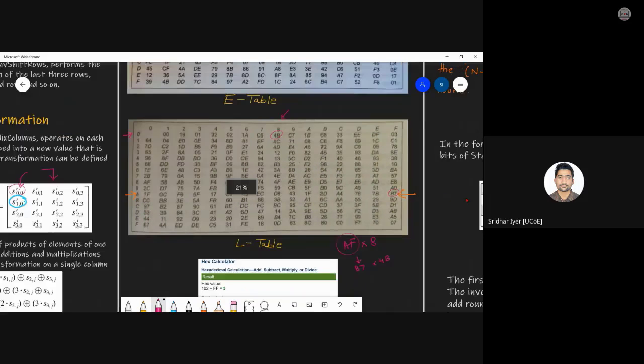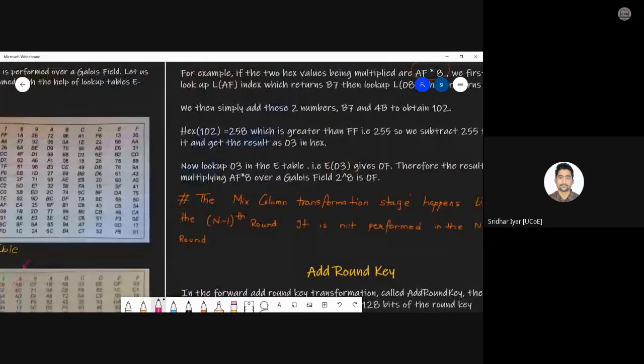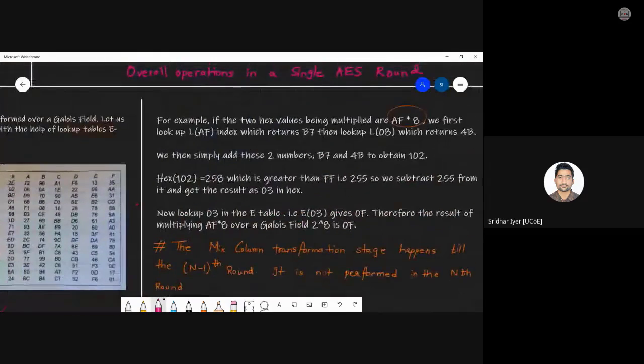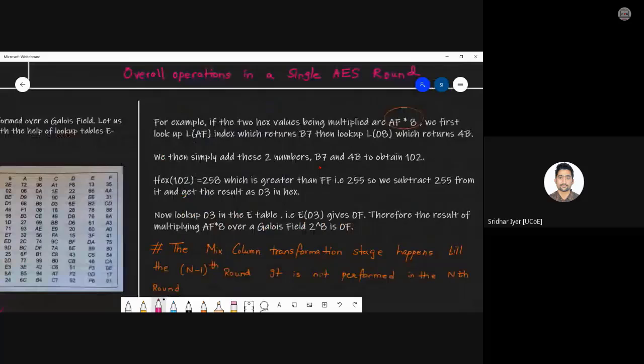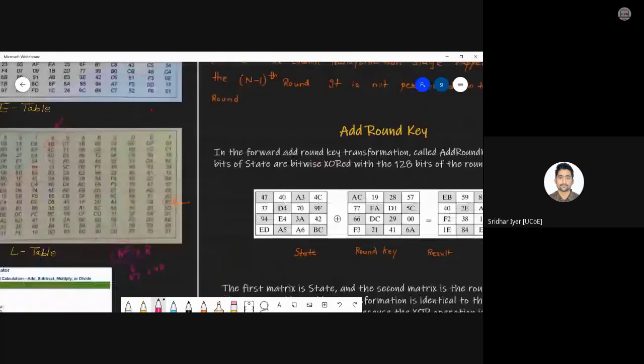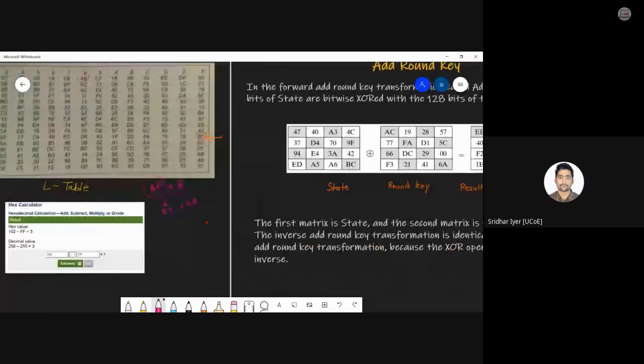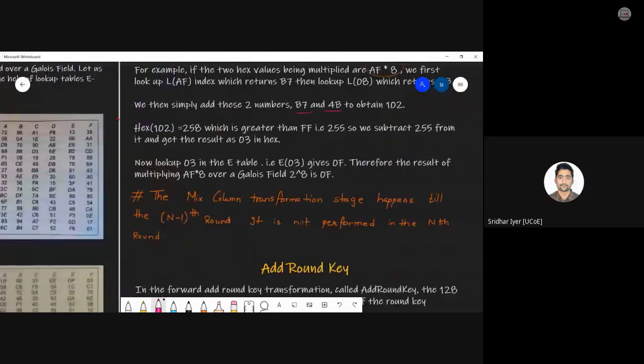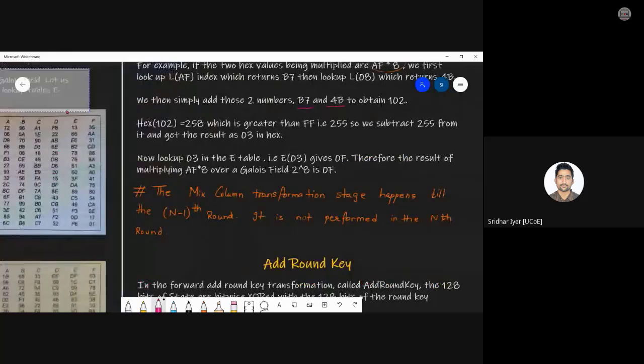Am I clear this much? This much part is clear? Yes or no? It will be B7 and 4B. Now what we need to do is we simply need to add these numbers, B7 and 4B, and it is simple addition. Convert this into your decimal equivalent and add them, and you will get the answer as 102.